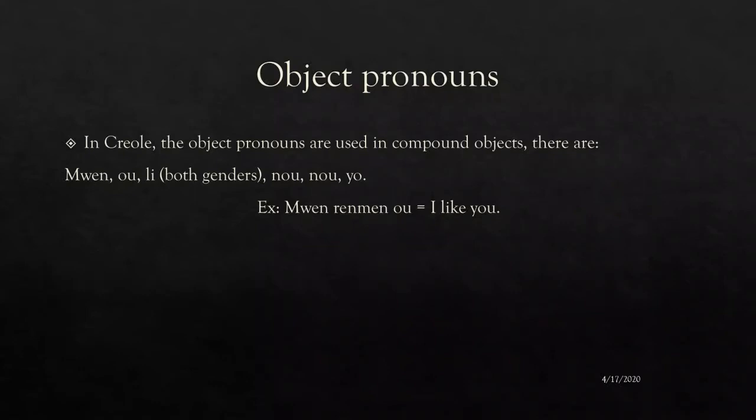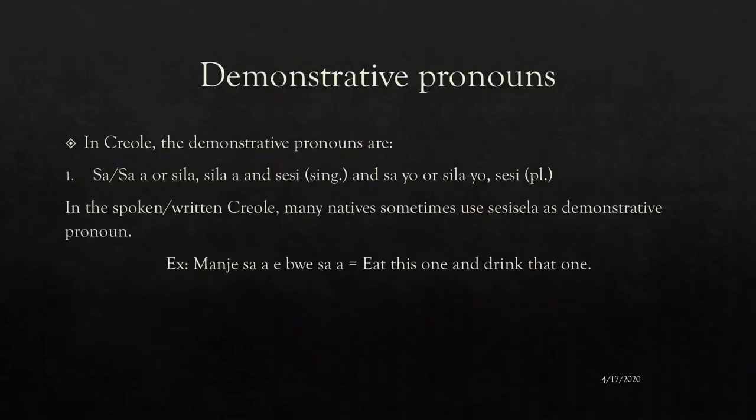Well, let's say with the pronouns, we don't. Right. Moi, ou, li, nous, yo. Moi reme ou. Moi reme ou. Okay. American is translated as I like you.